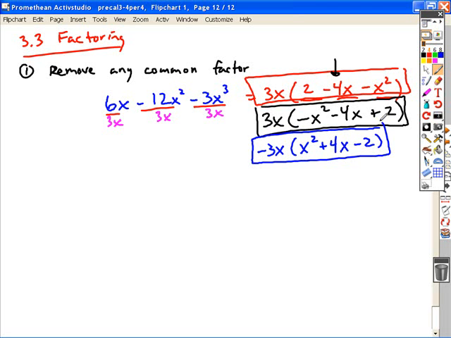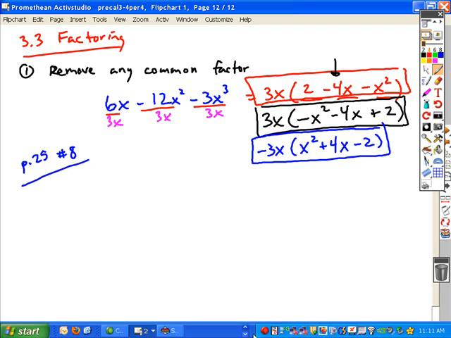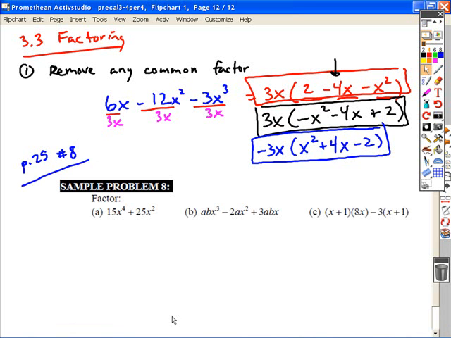All right, questions on this, just removing common factors? Okay, on page 25 of your text, I want you to try sample problem number 8 really quickly, please. And after you get an answer, go ahead and compare, see if you got the same thing as those sitting near you. All right, let's take a look at this last example really quickly.